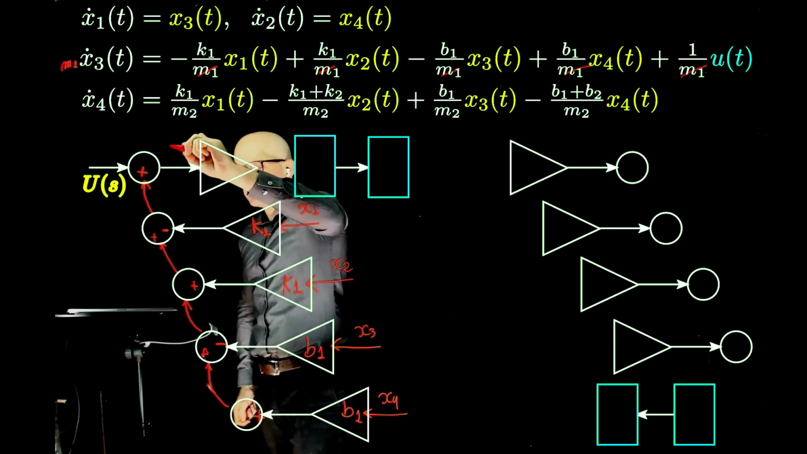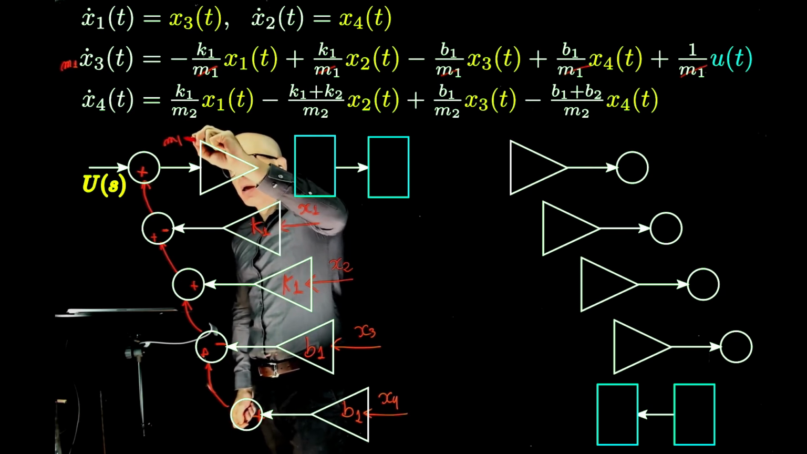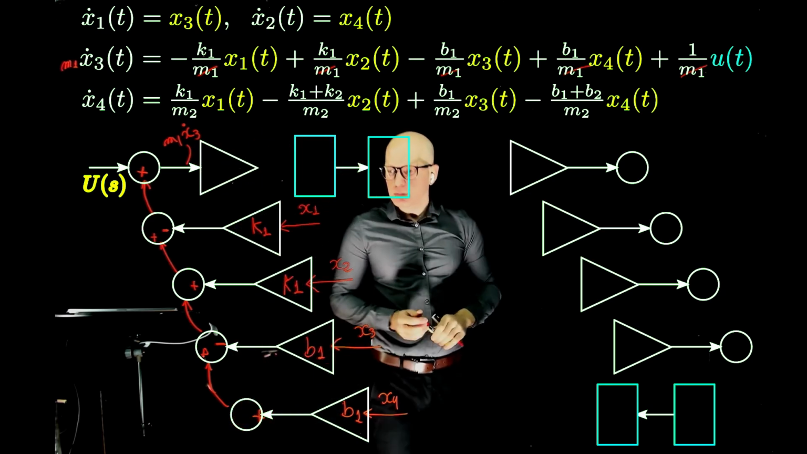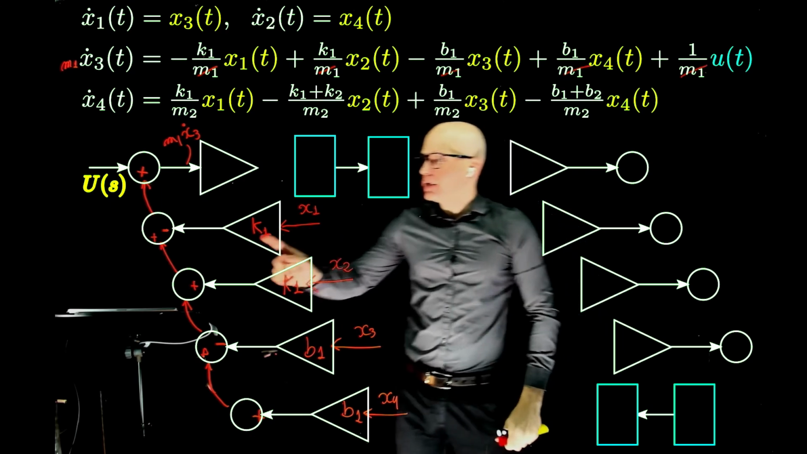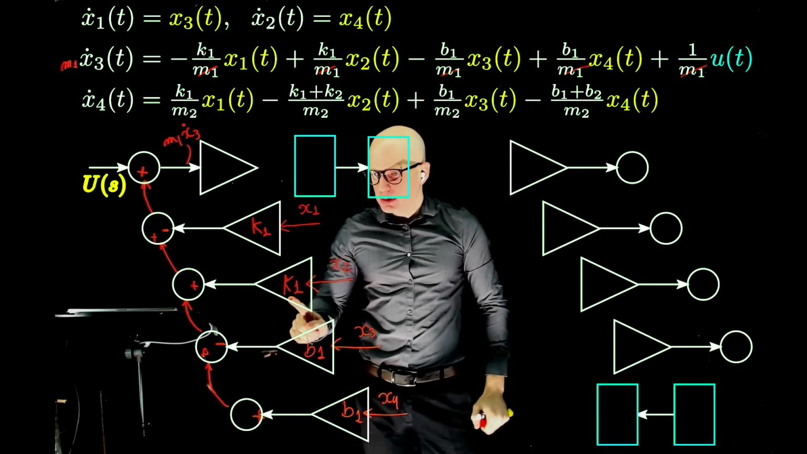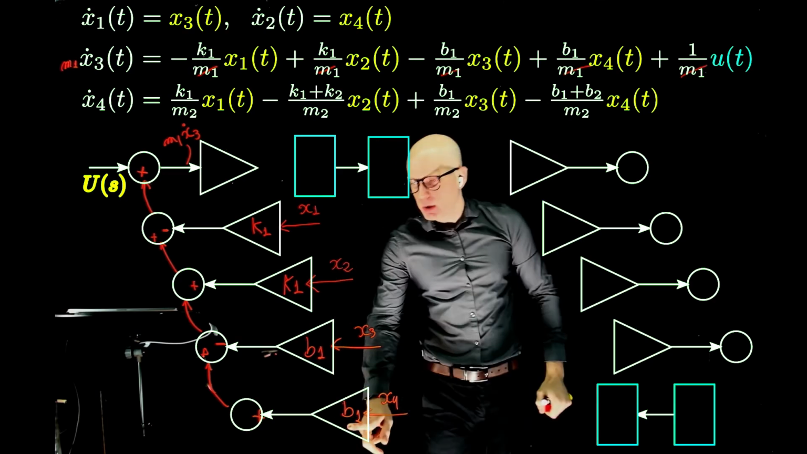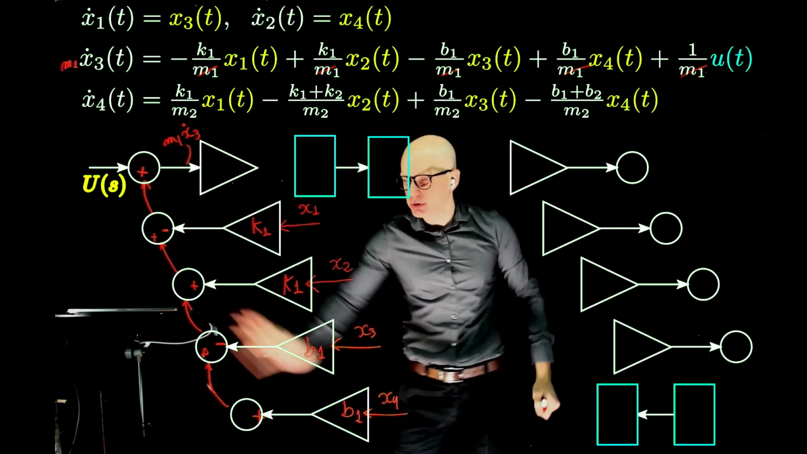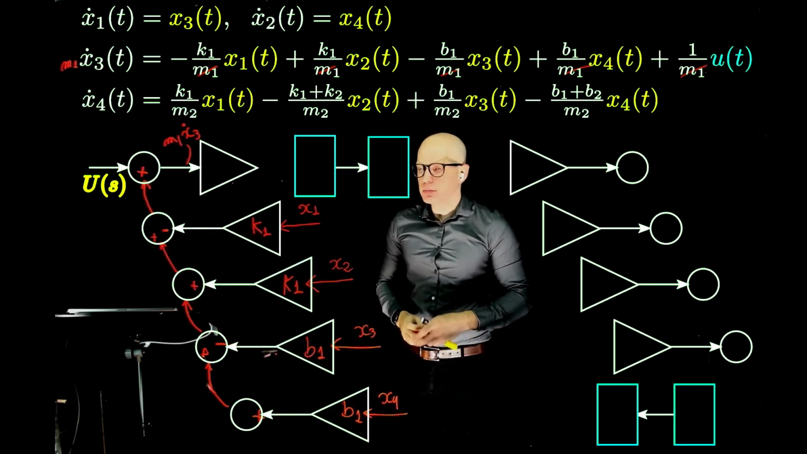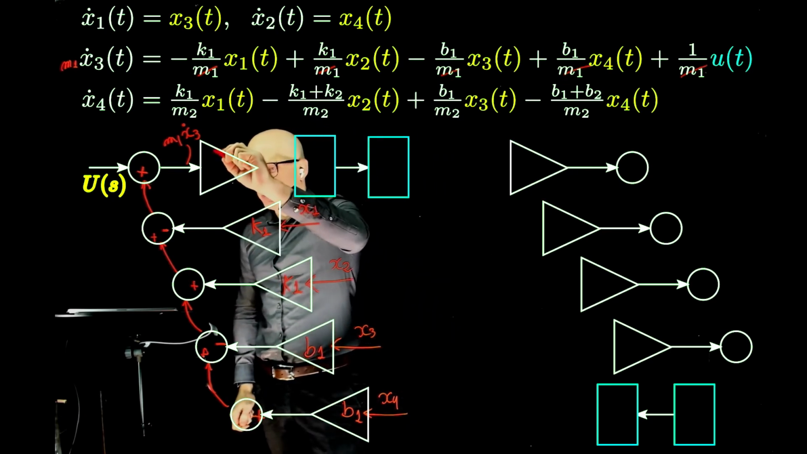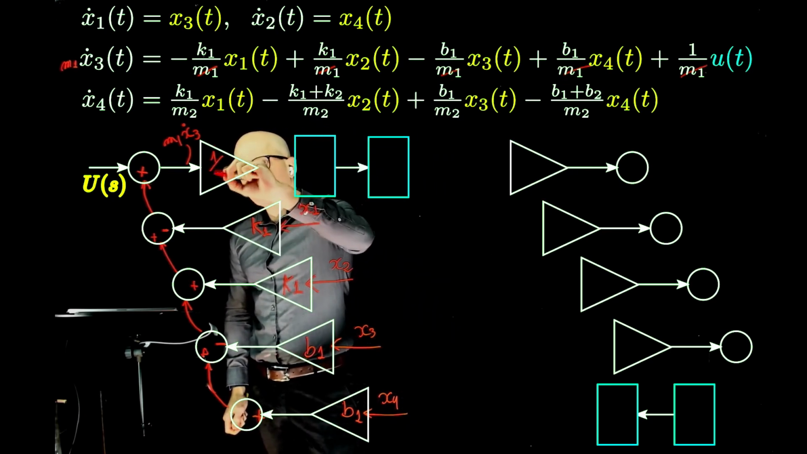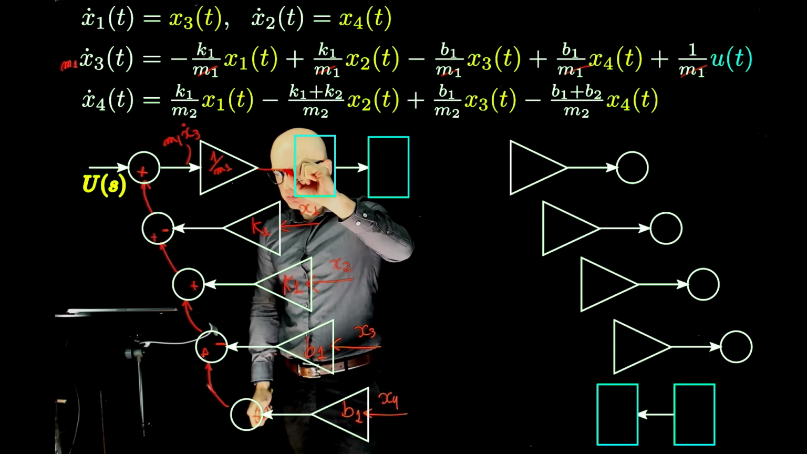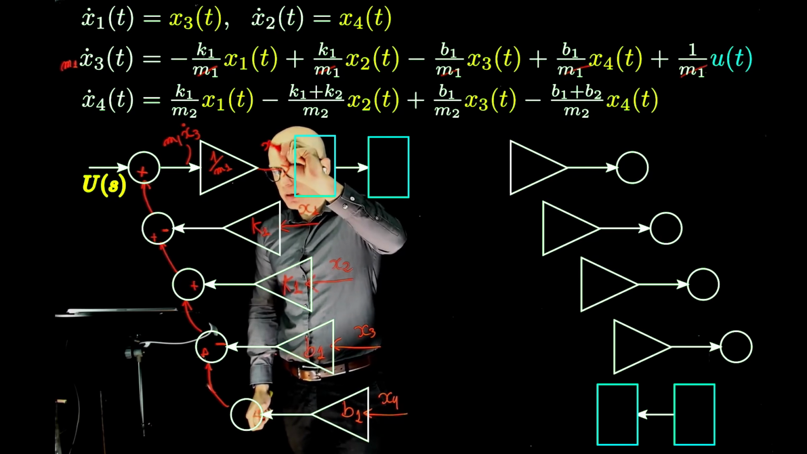So the output here is m1 x3 dot. This is this signal right there. Does that make sense? If we had here k1 divided by m1, k1 divided by m1, b1 divided by m1, b1 divided by m1, this would simply be x3 dot, right? But we just shifted over there for simplicity. If you now divide this by 1 over m1, what is the output here? This is x3 dot.